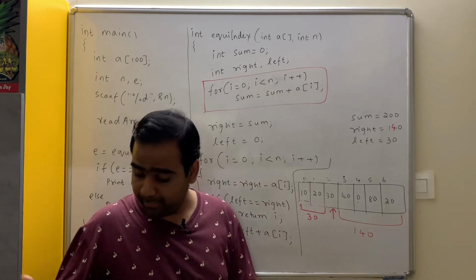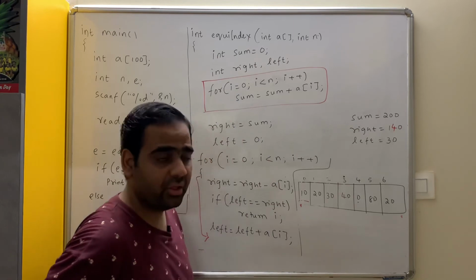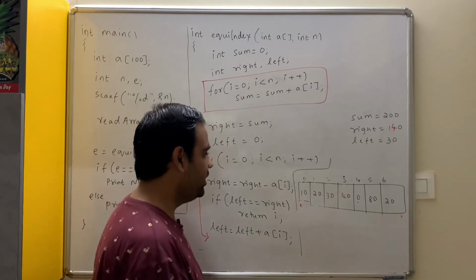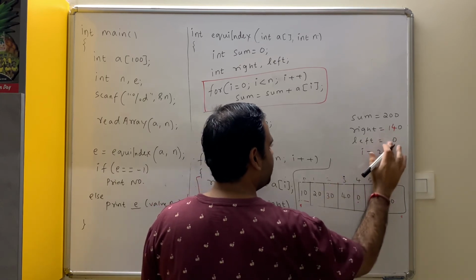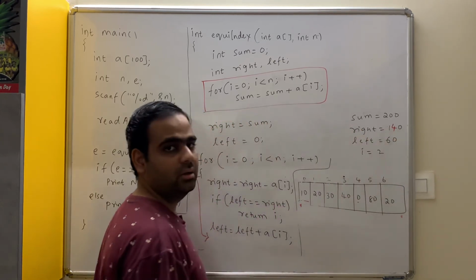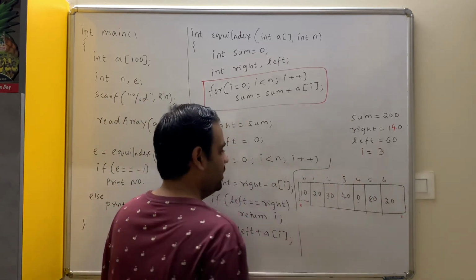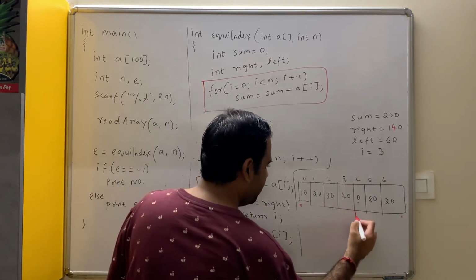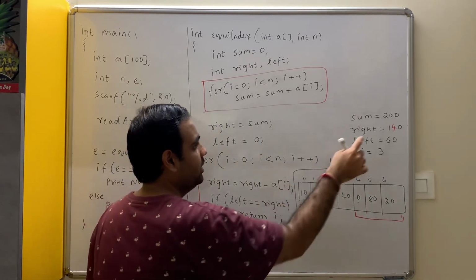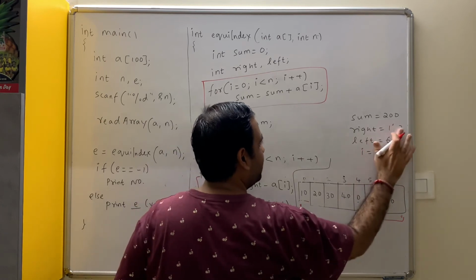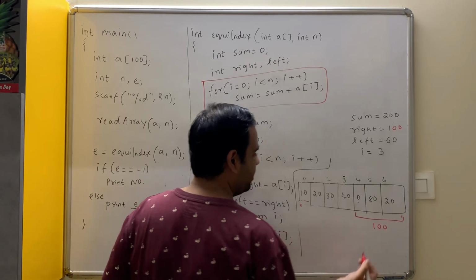Therefore you prepare for the next iteration, and again you say left is equal to left plus a of I. The value of I is 2. 30 plus 30 is 60. Now again I becomes 3. Now at index 3, what is the sum of RHS? It is 100. And how do you get it? Right minus a of 3. 140 minus 40 is 100. That means the RHS sum is 100.